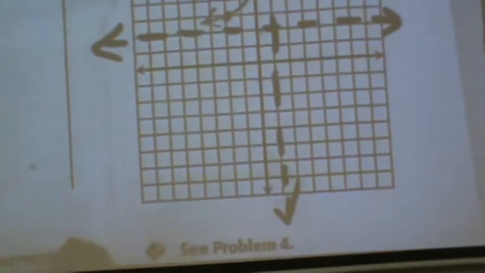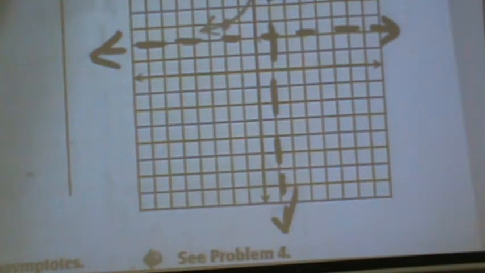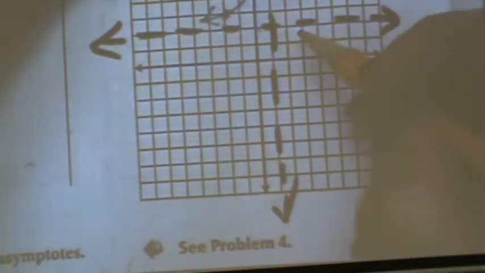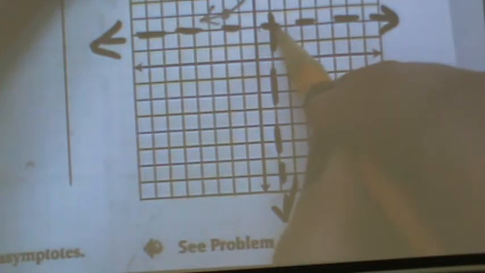And how do you get the other branch? From here, tell me, direct me to where to go from here. To the right 3, down 1. And over 1, down 3.